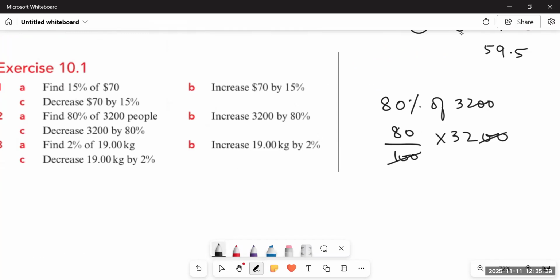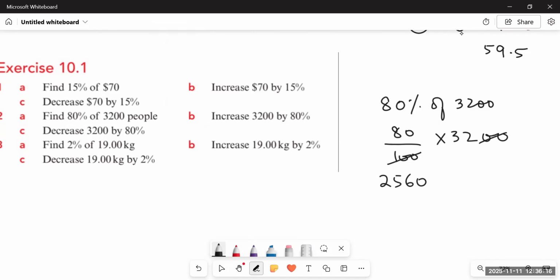So the answer will be 2560. It means 80% of 3200 is 2560. Total of something is 100%, right? 10% is basically dividing anything by 10. So if we find 10% of 3200, it would be 320. And then if we multiply 320 by 8, we will get the same answer. That is 2560. So 80% of 3200 is 2560.